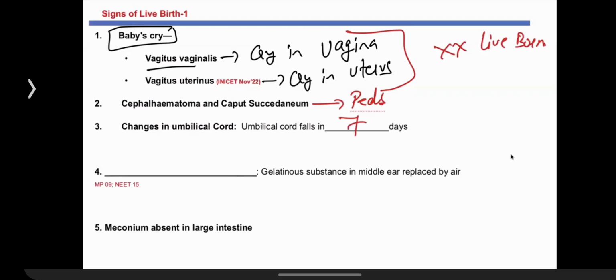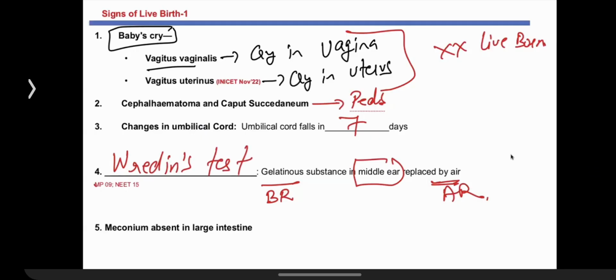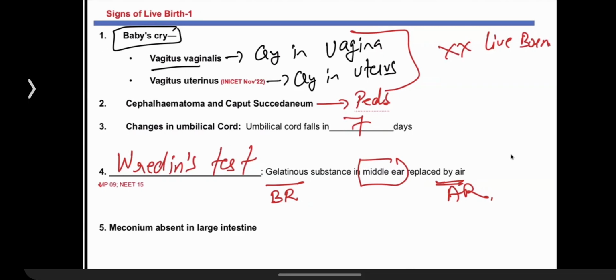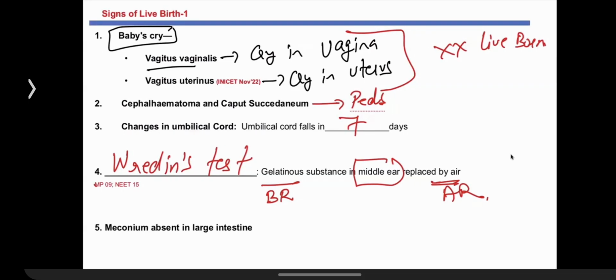The umbilical cord falls off in about 6 to 7 days. Now, before respiration, there is a gelatinous substance in the middle ear. It gets replaced by air after respiration. This is called Wreden's test. Meconium: the baby passes the feces.